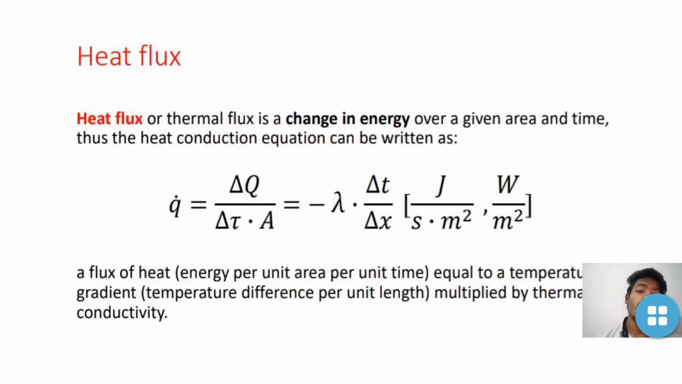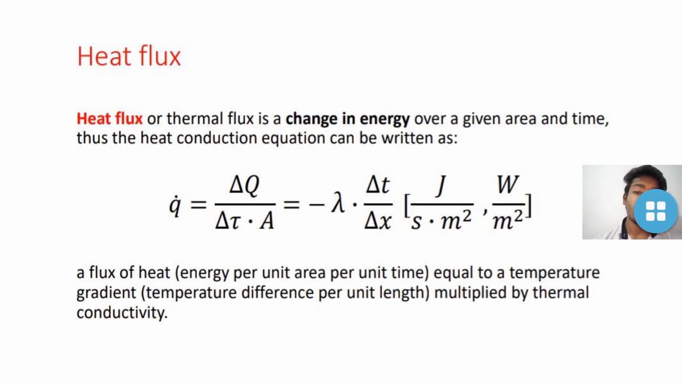Heat flux. Heat flux or thermal flux is a change in energy for a given area and time. Thus, the heat conduction equation can be written as q dot equals delta Q by delta tau into A, which equals minus lambda into delta T by delta x, in J/s·m² or W/m². Flux of heat, energy per unit area per unit time, is equal to the temperature gradient, temperature difference per unit length, multiplied by thermal conductivity.